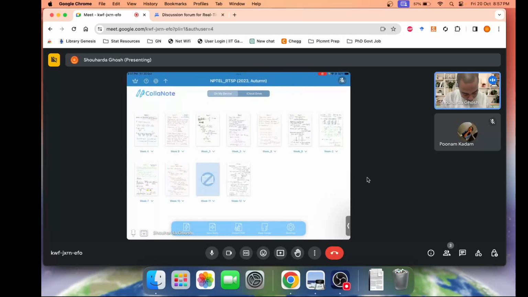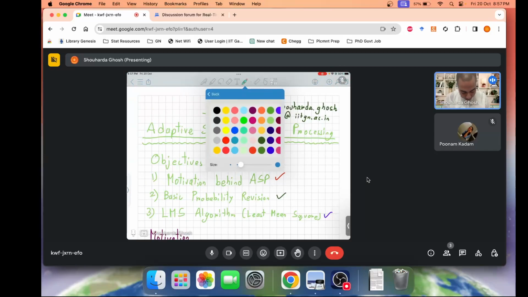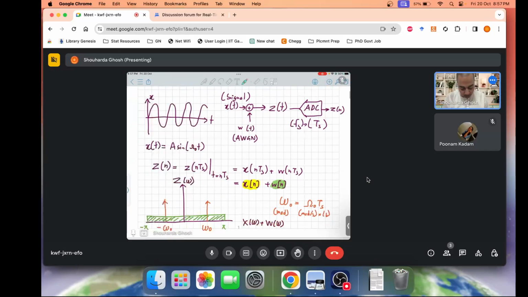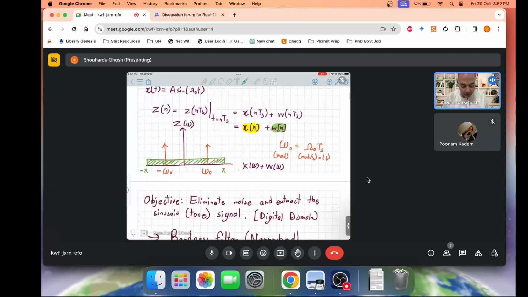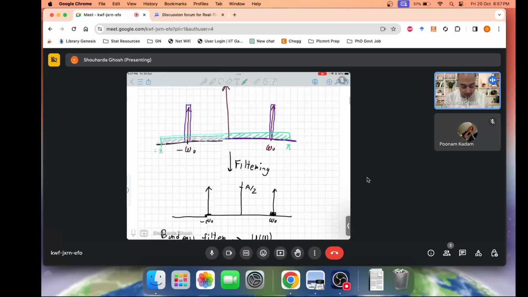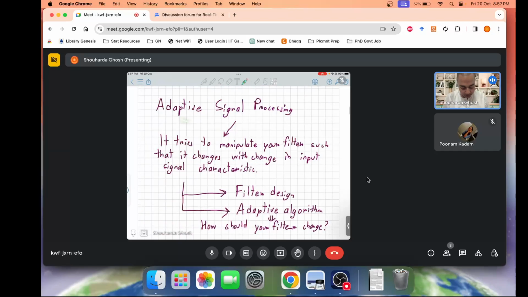So that was week 6. I know I'm going too fast, but then we talked about adaptive signal processing. That's in order to understand how, given a signal, we detect the signal in the presence of noise, how we change our filter if our signal changes, eliminate noise and extract a sinusoid. For example, I told you a band pass filter will not work if your signal changes. So adaptive signal processing tries to manipulate the filter so that it changes with the change in input signal characteristics.